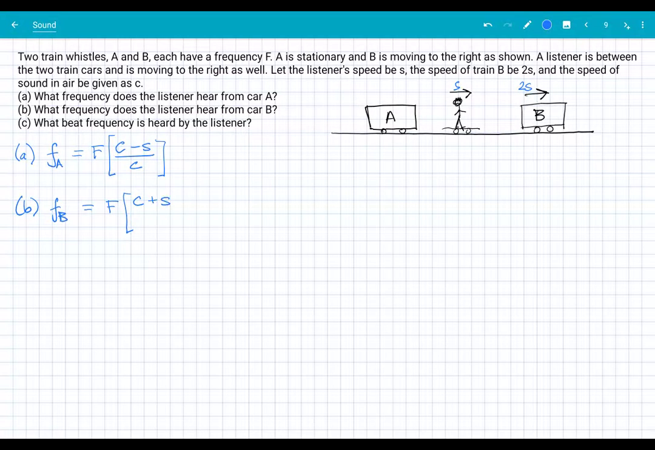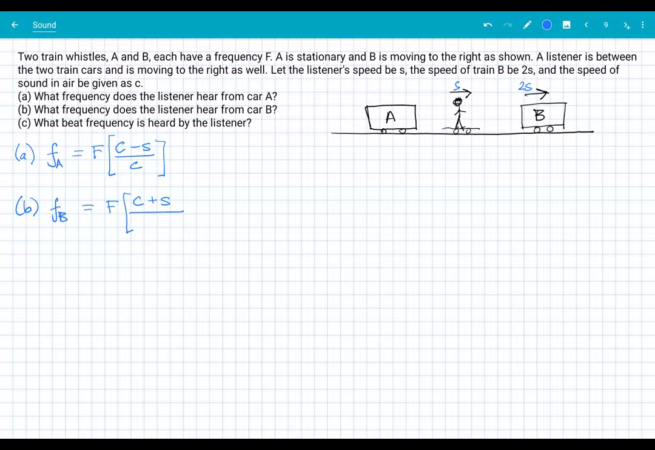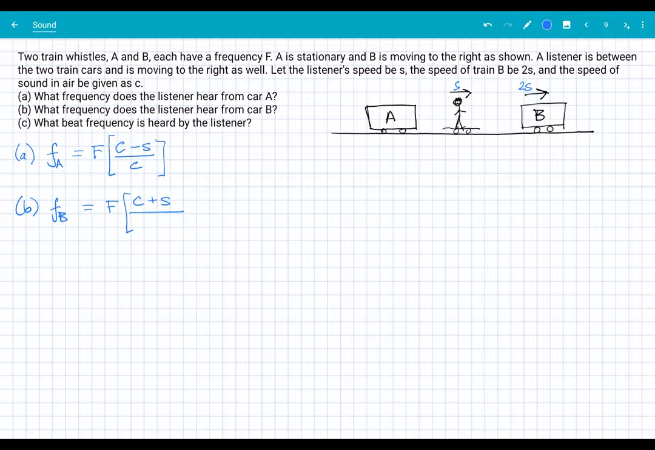So don't get all caught up in the overall picture when you're choosing your signs. Look at one aspect at a time. So when you're filling out the numerator, what is the observer doing? Is it moving toward or away from the source? That's all you ask yourself.